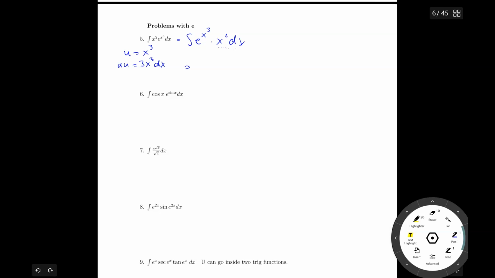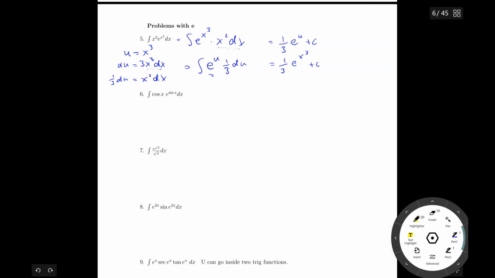So I see I've got x squared dx, and here's x squared dx over here. So 1/3 du is x squared dx. So this turns into e to the u, and taking out x squared dx, I can put in 1/3 du. So I'm going to pull the 1/3 outside, and you know that the integral of e to the u is e to the u. And then I can put the x's back in.